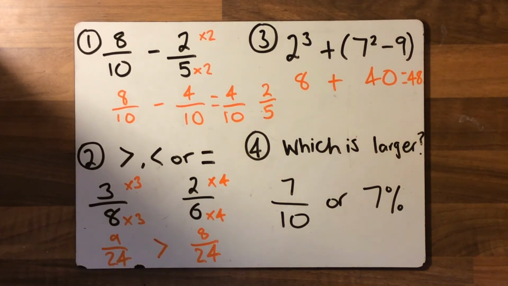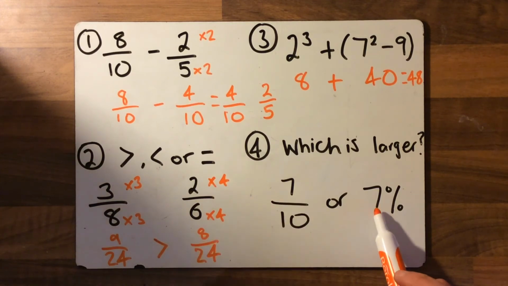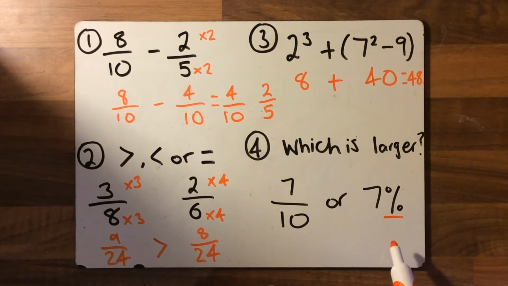Looking at number 4, which one is larger? We've got a fraction, 7/10, and a percentage, 7%. Which one of these is larger? Lots of people initially might be tricked into thinking they're equal because the numerator here is 7 and the percentage here is 7. However, that would be incorrect. Remembering that percentage is measured out of 100.